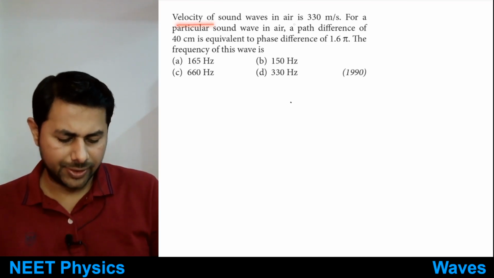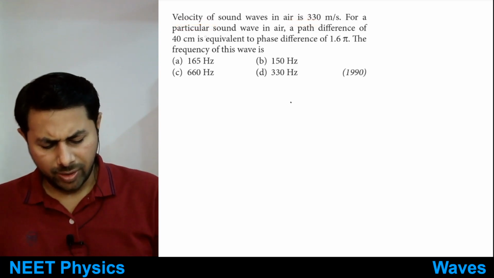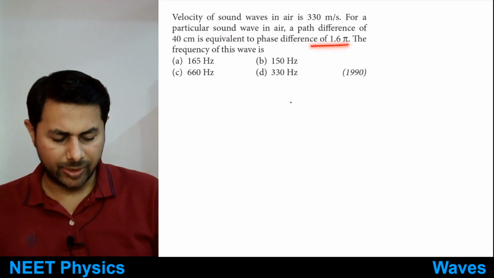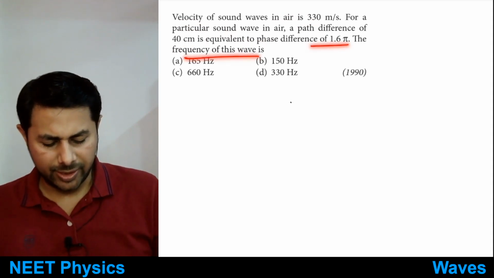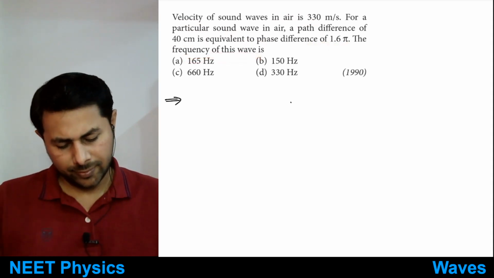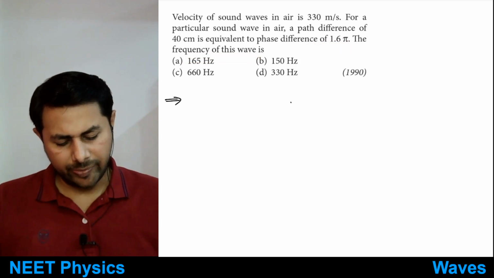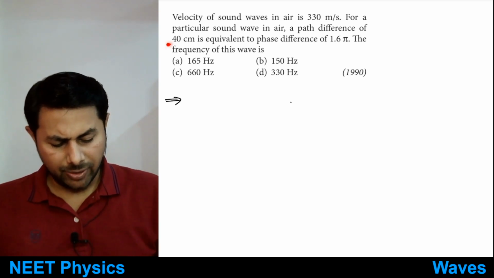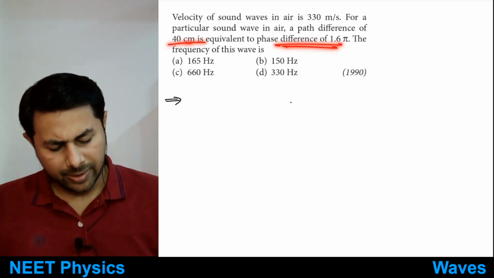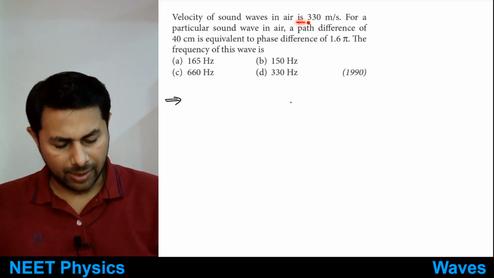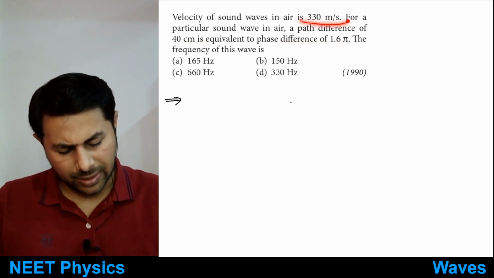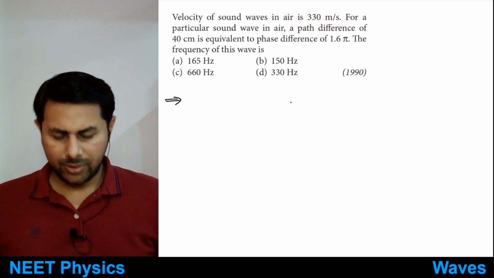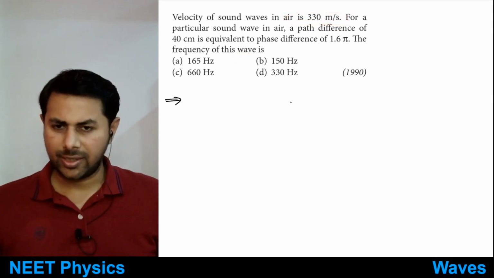Velocity of sound waves in air is 330 meters per second. For a particular sound wave in air, path difference of 40 centimeters is equivalent to phase difference of 1.6 pi. The frequency of the wave is, tell me. Velocity is given, path difference is given, phase difference is given. That means by using the path difference and phase difference, you can find out lambda, and once you find out lambda, then you can very easily find out the frequency. Okay, so very simple. Let's work it out.